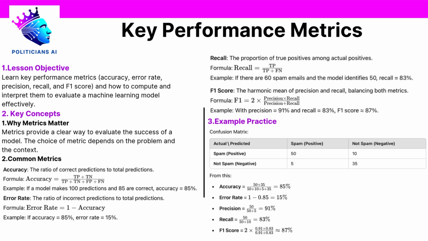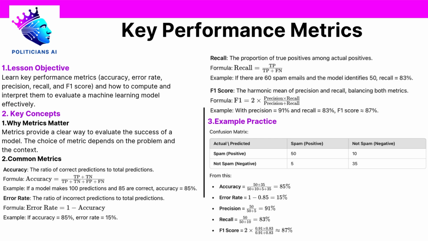Now that we've covered the key concepts, it's time to put this knowledge into practice. Let's walk through an example together to see how these metrics work in a real scenario. Imagine you've built a model to classify whether an email is spam or not. To evaluate the model, you've created a test set, and the results are summarized in a confusion matrix. Here's what the matrix looks like.